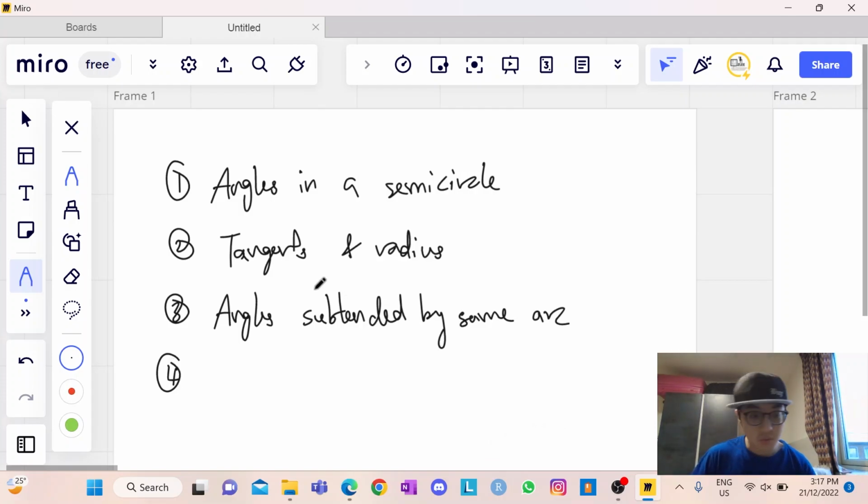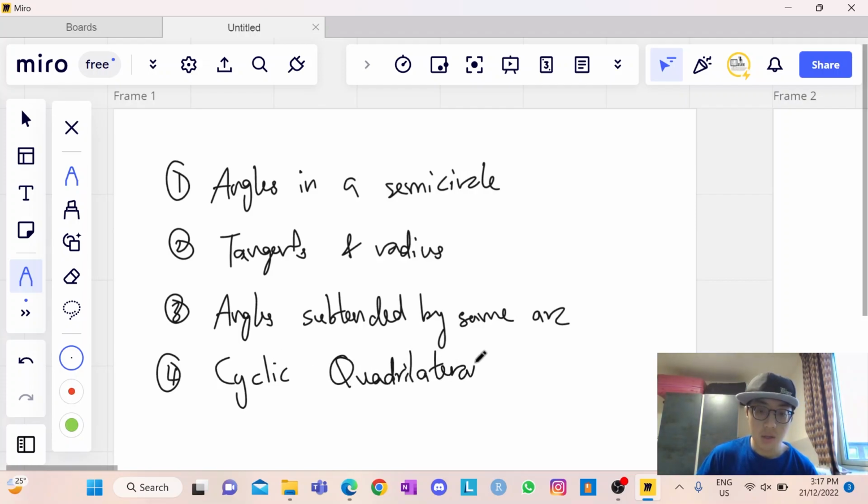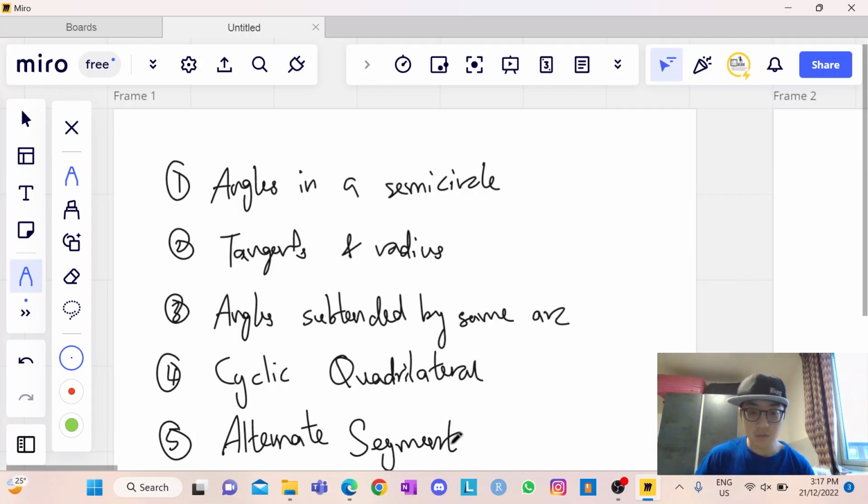And after that, we will look at cyclic quadrilateral. And last but not least, for this chapter, we're going to be looking at the alternate segment. This alternate segment is different from the alternate angle that I mentioned in the last video. So let's move into our first agenda for today.